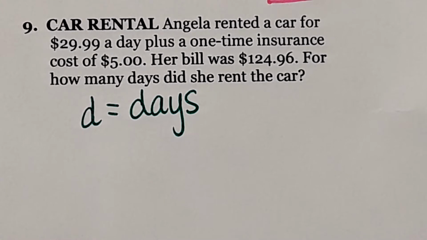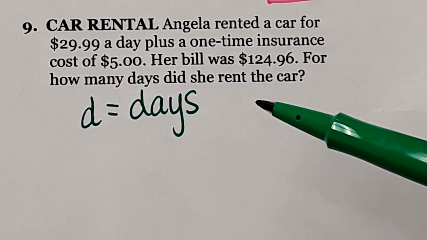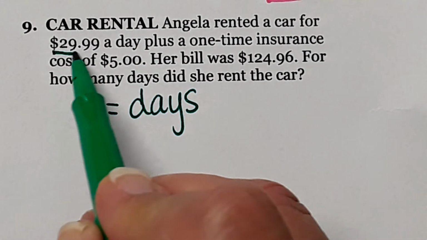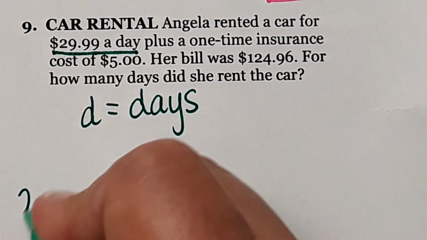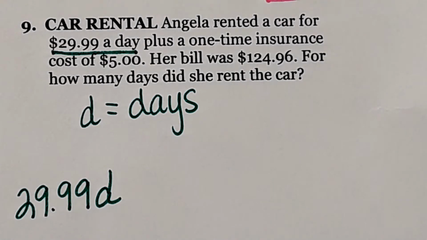Anytime you start with a word problem, define what you're looking for. That's your variable, right? What am I looking for? Give it a letter. I always try to use the first letter of the word I'm looking for. So we don't know how many days. That's why we gave it a variable. But we do know how much it costs per day. How much did it cost per day? $29.99. So it costs $29.99 a day. So $29.99 D. Because if you rented it for one day, it's $29.99. You rented it for 2 days, it'd be 2 times $29.99.